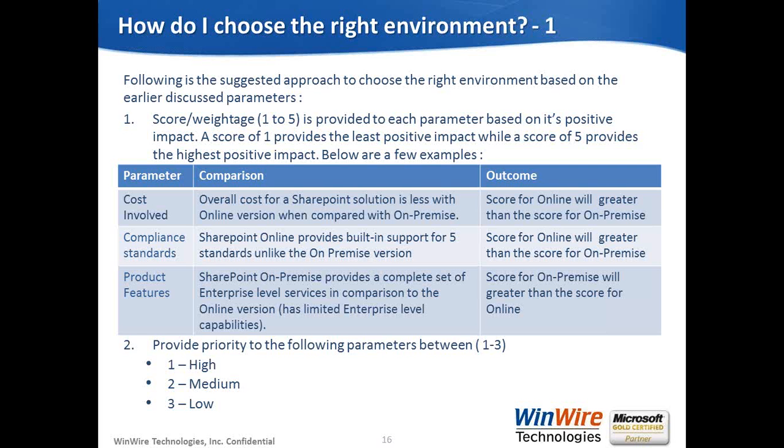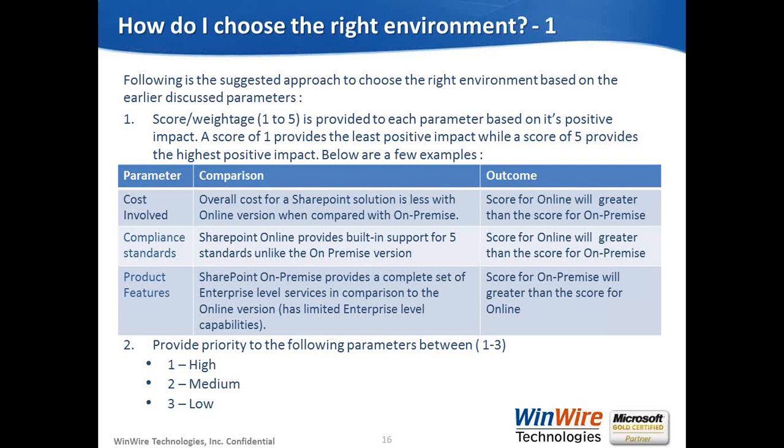The score will map between 1 and 5 and depends upon its positive impact. A score of 1 means that it provides the least positive impact, while a score of 5 provides the highest positive impact. Now, to help you understand the comparison between a least positive impact and a high positive impact, let's go through some examples here.